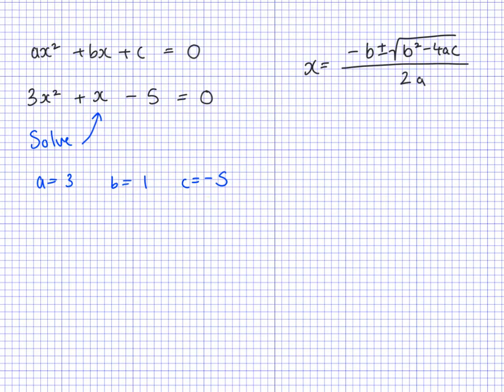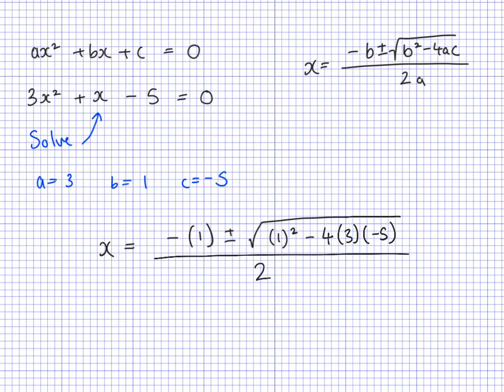Okay, what I need to do here is use these numbers, a equals 3, b equals 1, c equals negative 5, in this formula here. When I do that, I will put these numbers in brackets. So I am going to write down x equals negative b, b is 1, so bracket 1, plus minus square root. Now I need to do b squared, so bracket 1 squared, take away 4 bracket 3 bracket negative 5, extend that here, divide it by 2 bracket, a is 3.